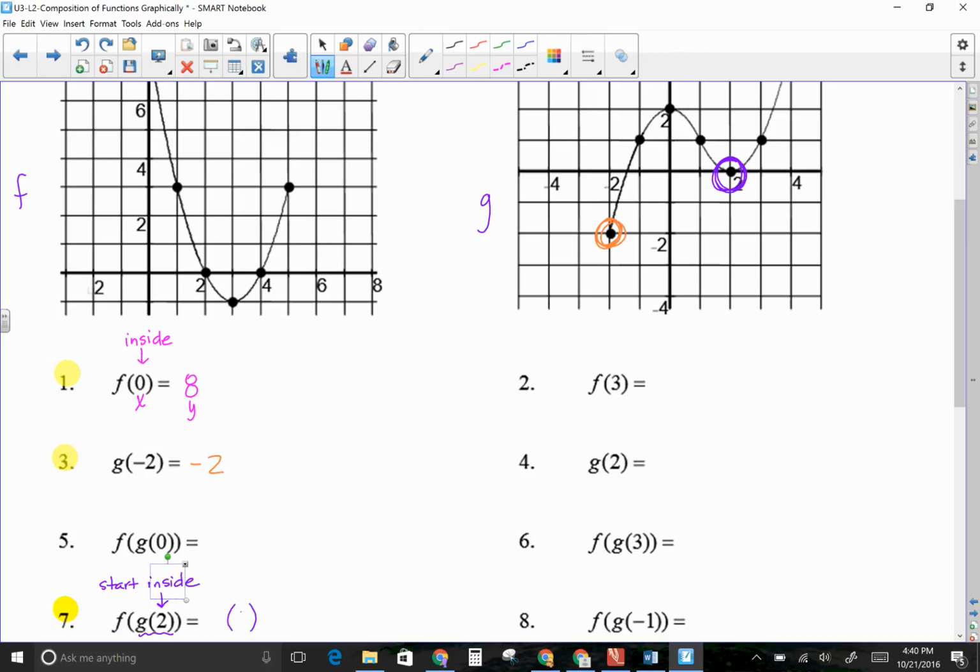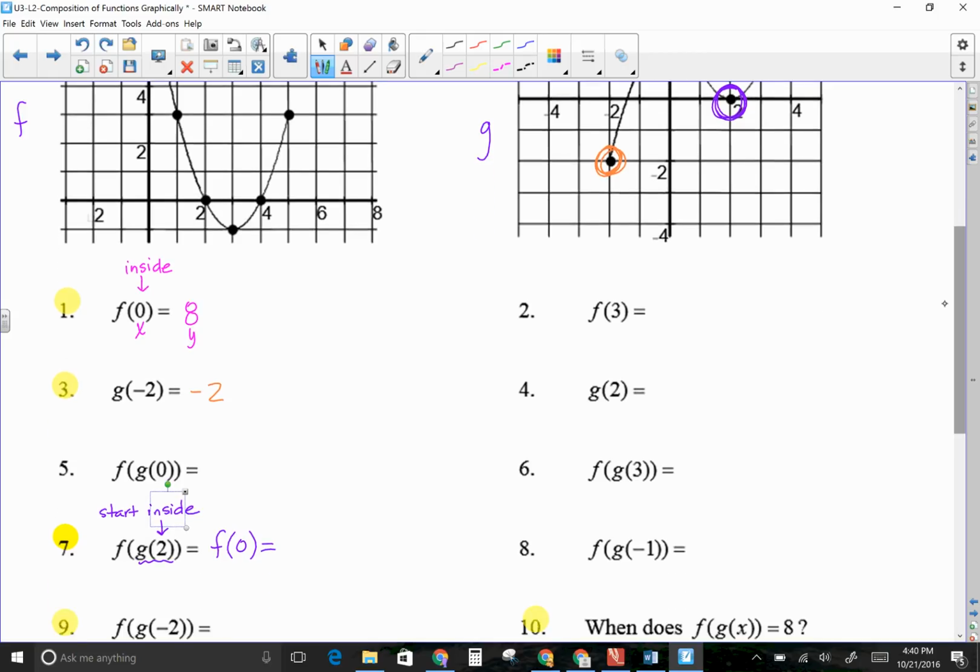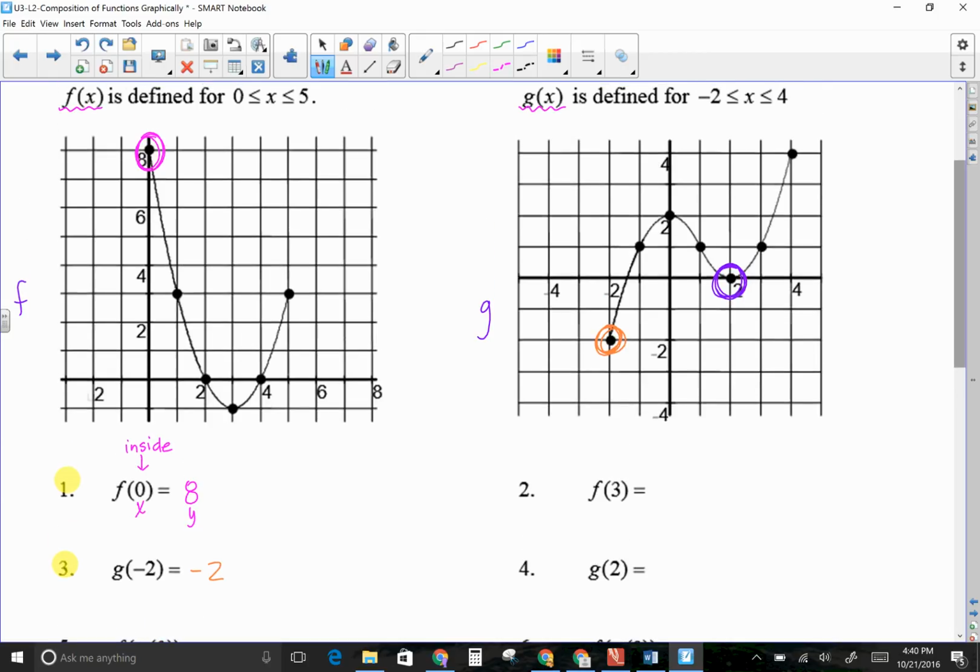So I'm replacing what's in the parentheses with 0, but I still have that f. Now I go to my f graph, and I find 0, and we've already done it. Oops, went the wrong way, my bad. And f of 0 is equal to 8.